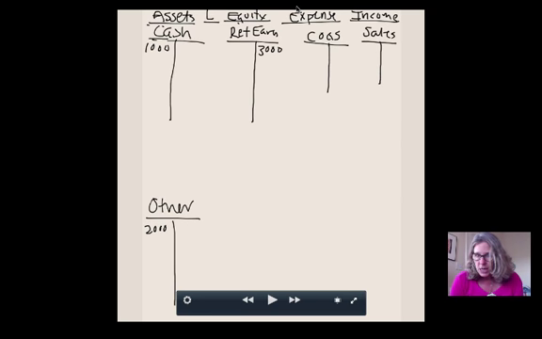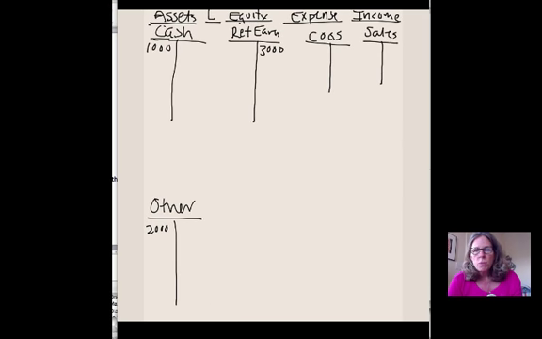I have cash at $1,000, and I have equity, the return on equity, at $3,000. Okay, so what I have here is I'm going to start recording these expenses. The first one is that we sold items for $2,000.